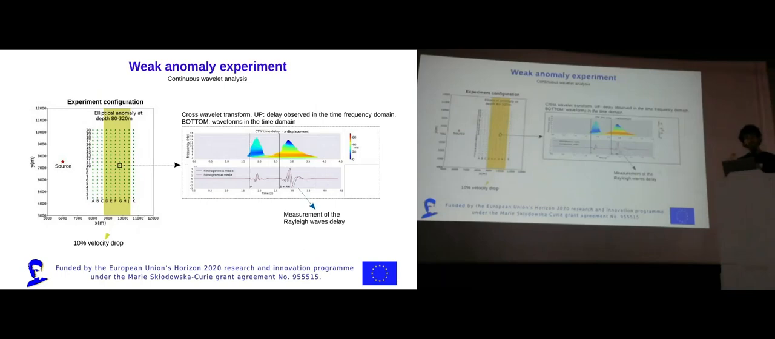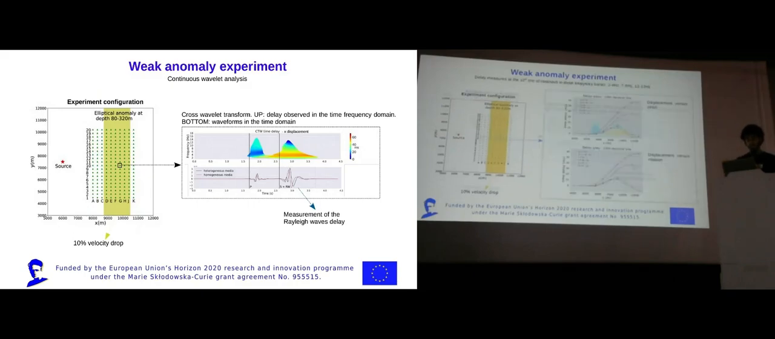Then for each one of the receivers, we compute the cross wavelet transform that allows us to estimate the delay as a function of the frequency and of the time. And we focused on the Rayleigh wave. So we have been able to measure the delay of the Rayleigh wave in different ranges of frequencies between 1 and 15 hertz. So for each one of the receivers, we obtain these values.